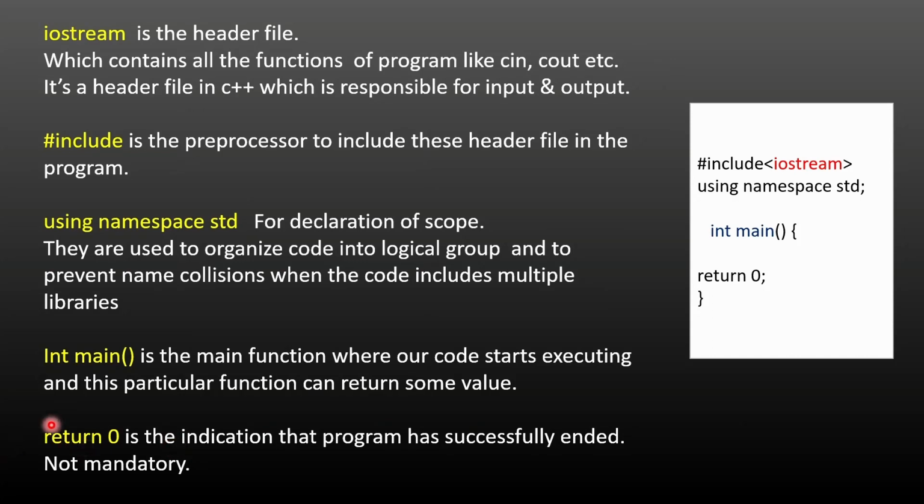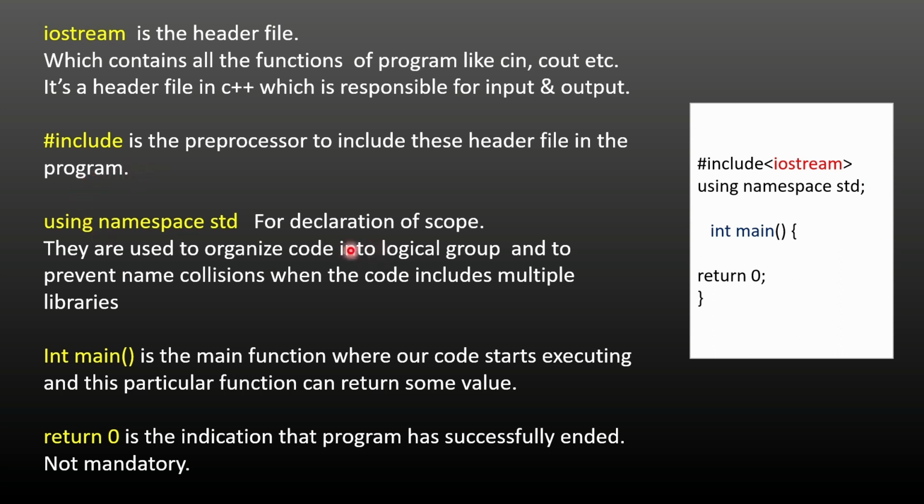The iostream is the header file which contains functions of the program like cin and cout. It's a header file in C++ which is responsible for input and output. Then what is #include? It is the preprocessor directive to include this header file in the program. If we want to add iostream as a header file, we should add #include before iostream. Then we are able to add it. Otherwise it will not be added.